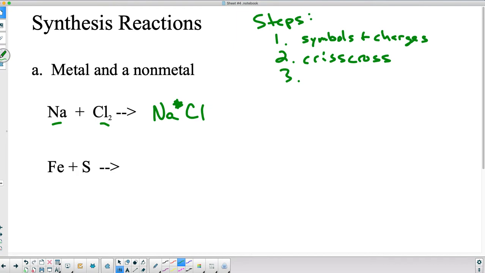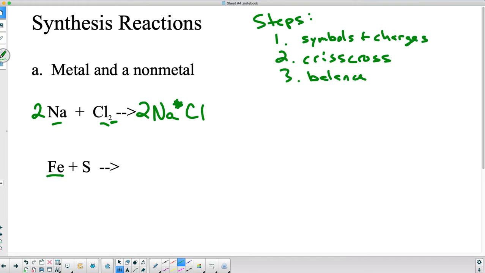And then the last step is to balance. Notice I have a 2 here, so I need a 2 in front of the whole compound to give me 2 Nas and 2 Cls, so now my Cls are balanced. And then I need a 2 in front of the Na, very simple to balance. And that gives me a 2-1-2 reaction. Super easy. So on the right-hand side is symbols and charges, step 1. Step 2 is crisscross. Step 3 is balance.